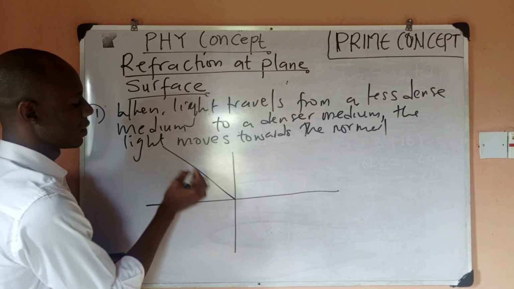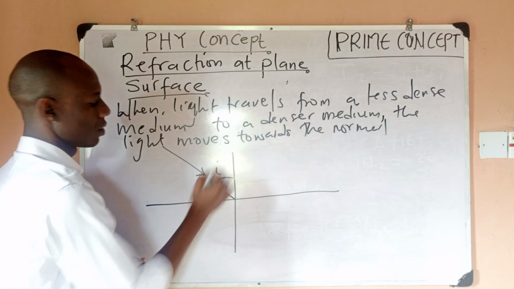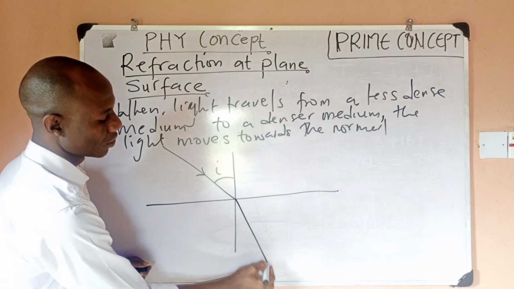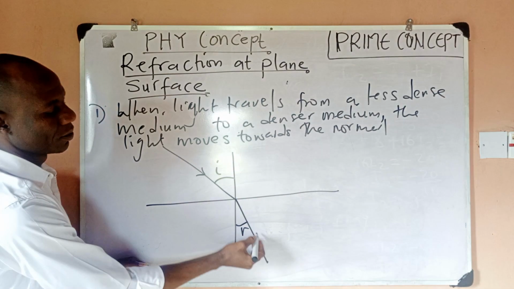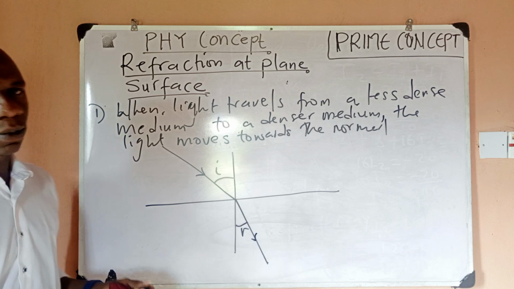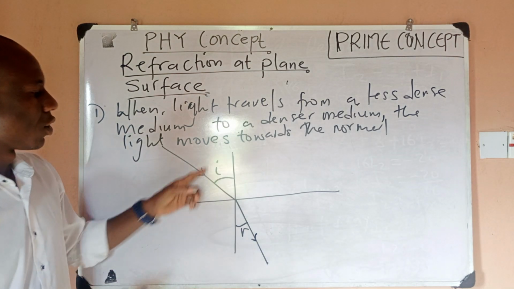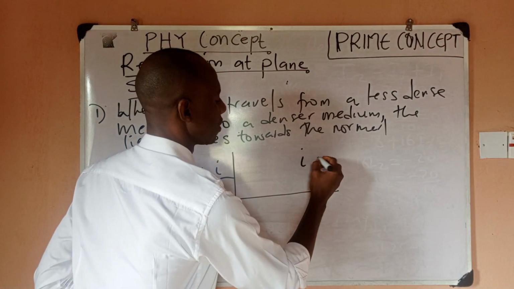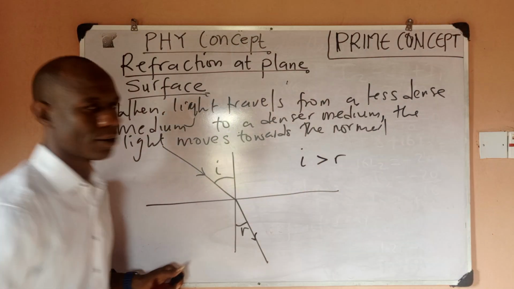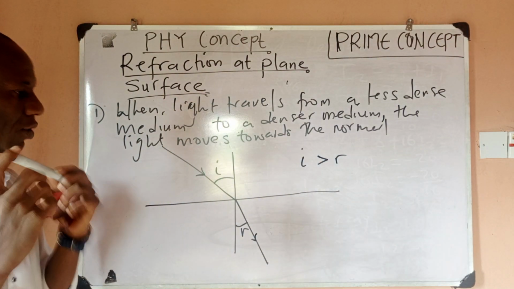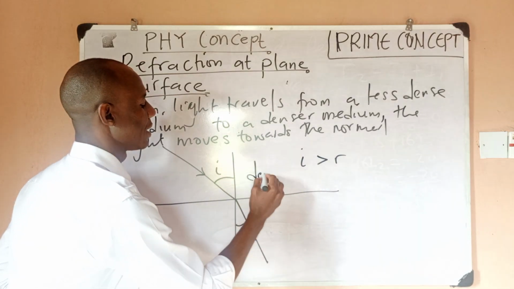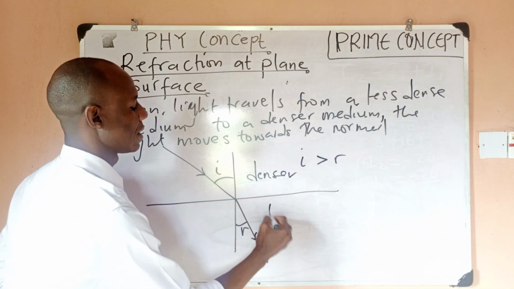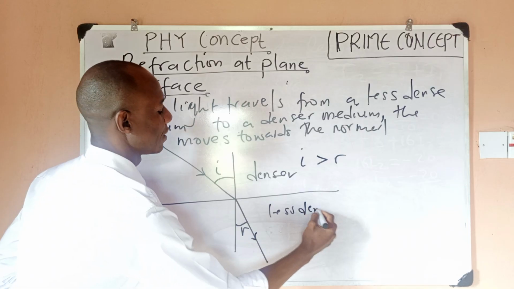So if this is your incident ray, this is the angle of incidence. When it travels, you notice that your refracted ray will move towards your normal. So in this case, your angle of incidence, your I, is always going to be greater than your R under this condition. And you should take note that this medium is denser, this one is less dense.